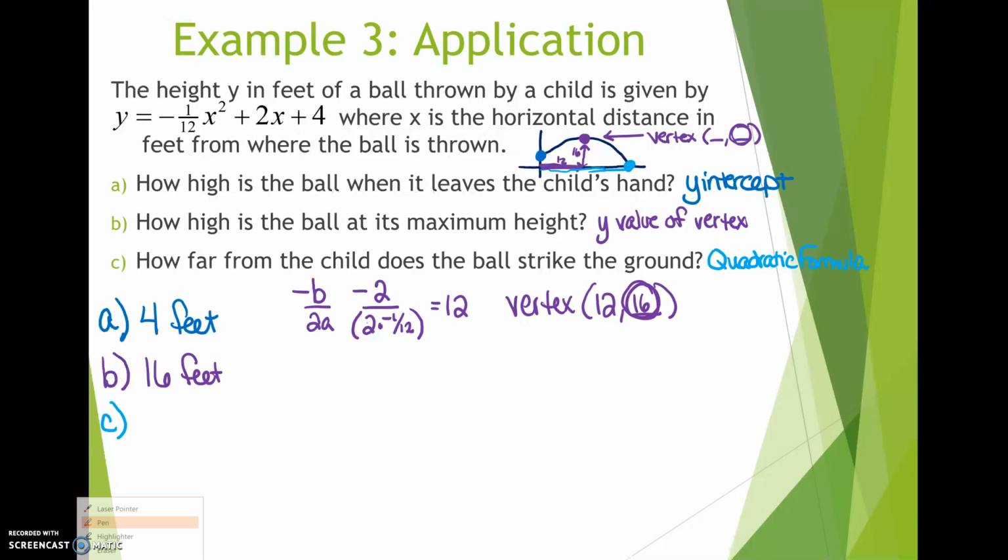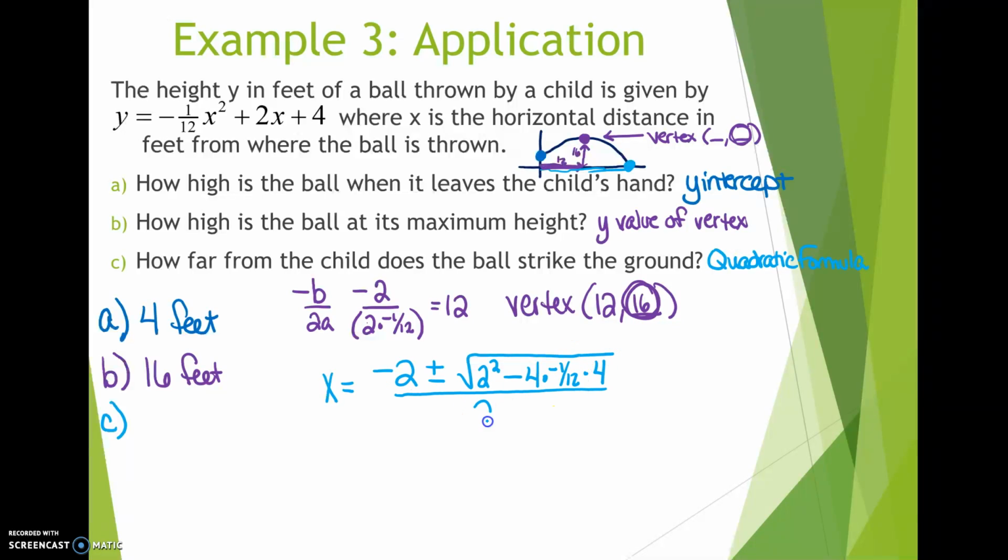Part C, we need to do the quadratic formula. So I'm going to write it out. On a test, I would not give you something with negative 1/12 in it if I wanted you to do the quadratic formula, because I'm sorry, that's just cruel. X equals opposite of b, negative 2, plus or minus the square root of b squared, 2 squared, minus 4 times a, negative 1/12, times c, 4, all over 2 times a, negative 1/12.